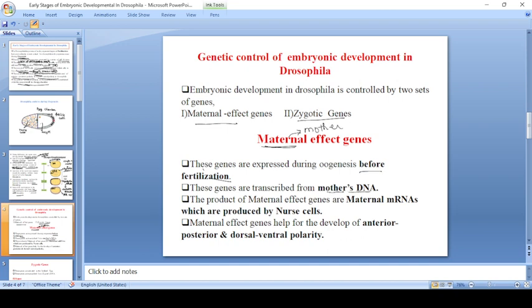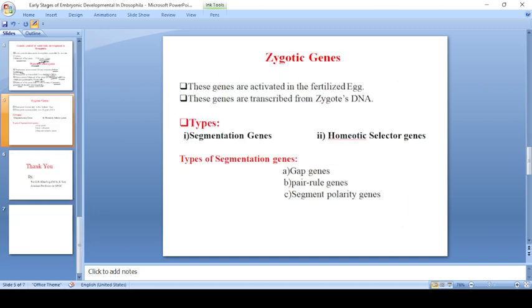The product of maternal effect genes is nothing but the maternal mRNA, and this maternal mRNA is produced by the nurse cells. Maternal effect genes help in the development of anterior-posterior and dorsal-ventral polarity. Their function is the recognition of the anterior-posterior and dorsal-ventral polarity.